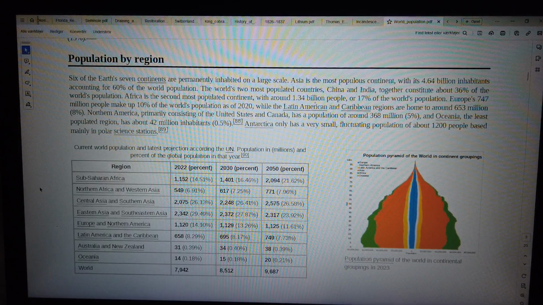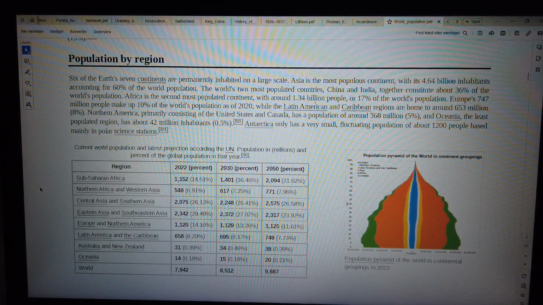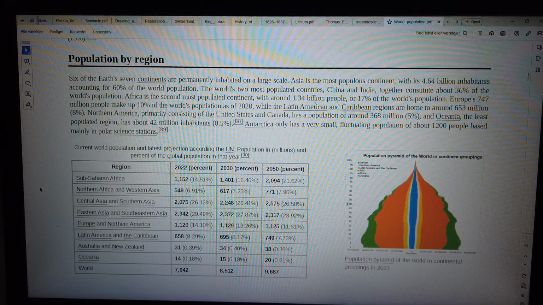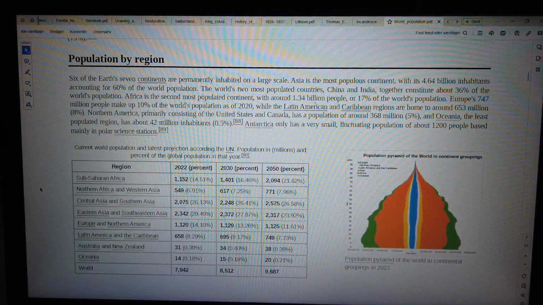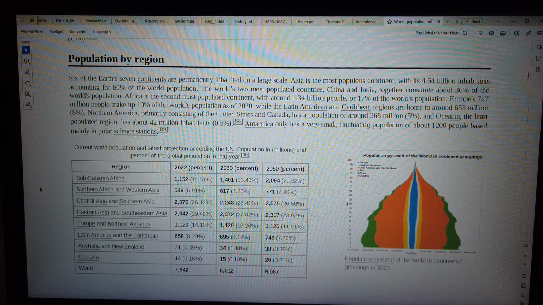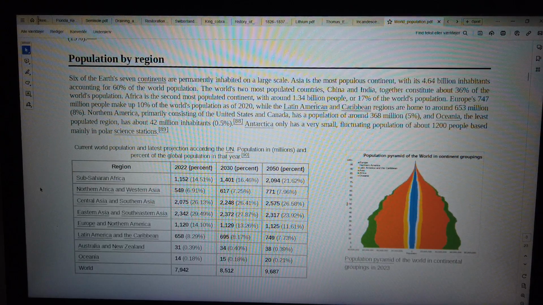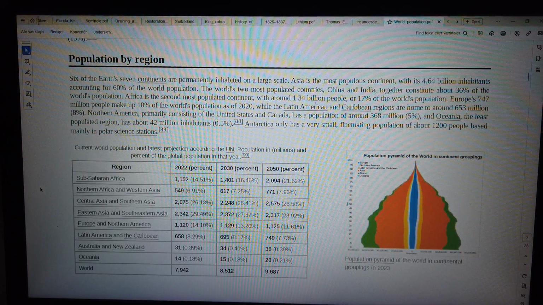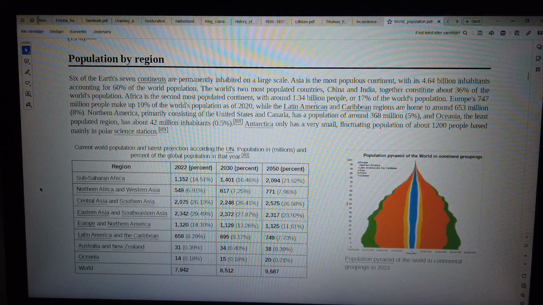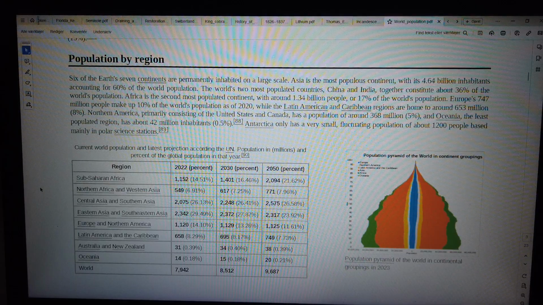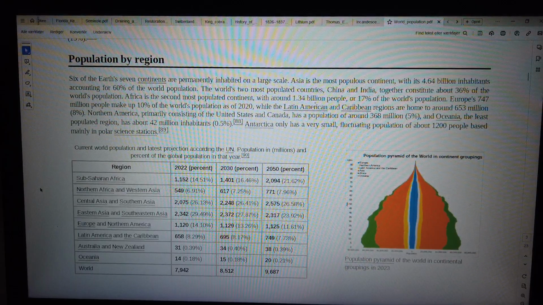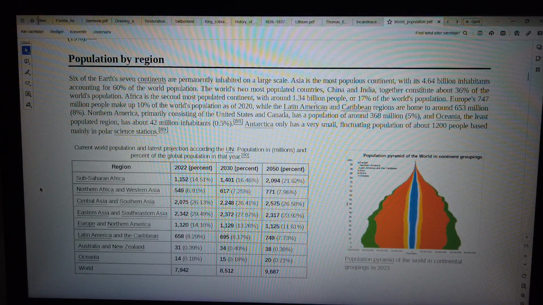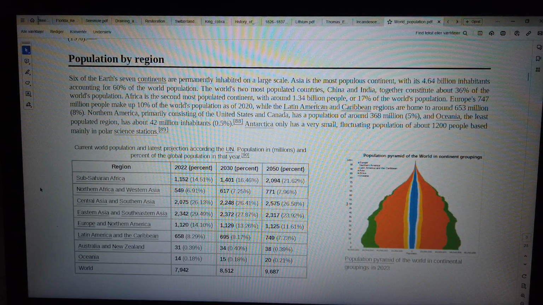87. Population by region. 6 of the Earth's 7 continents are permanently inhabited on a large scale. Asia is the most populous continent, with its 4.64 billion inhabitants accounting for 60% of the world population. The world's 2 most populated countries, China and India, together constitute about 36% of the world's population. Africa is the second most populated continent, with around 1.34 billion people, or 17% of the world's population.